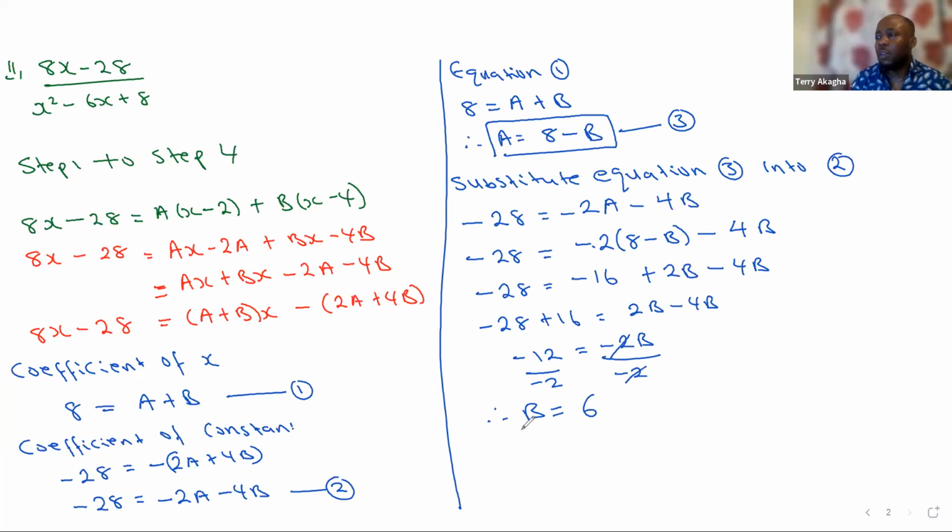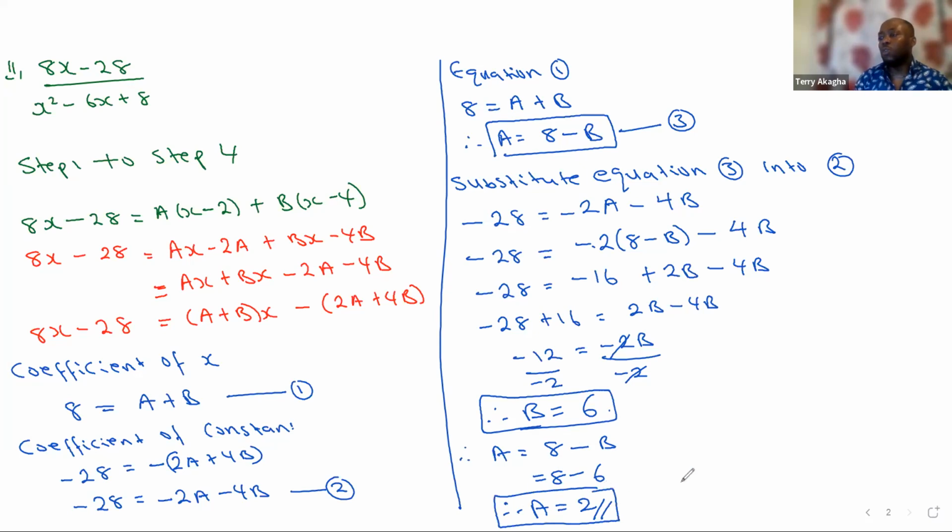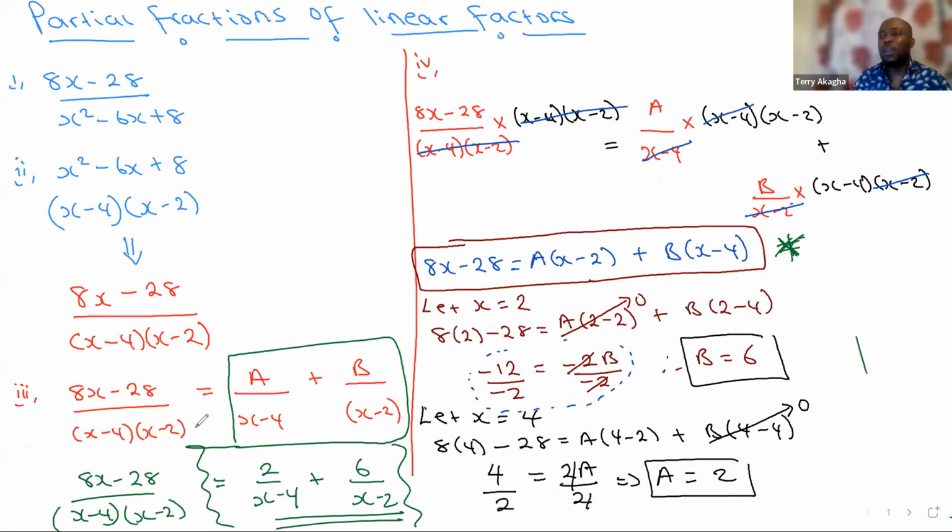Are you seeing? b to be equal to 6. Now we're going to substitute b equals 6 in equation 3 so that we can get our a. So therefore, a will be equal to 8 minus b. So that gives you 8 minus 6. So therefore, a is going to be what? 2. So that means we've gotten our a to be 2 and our b to be 6, similar to what we did here as well.